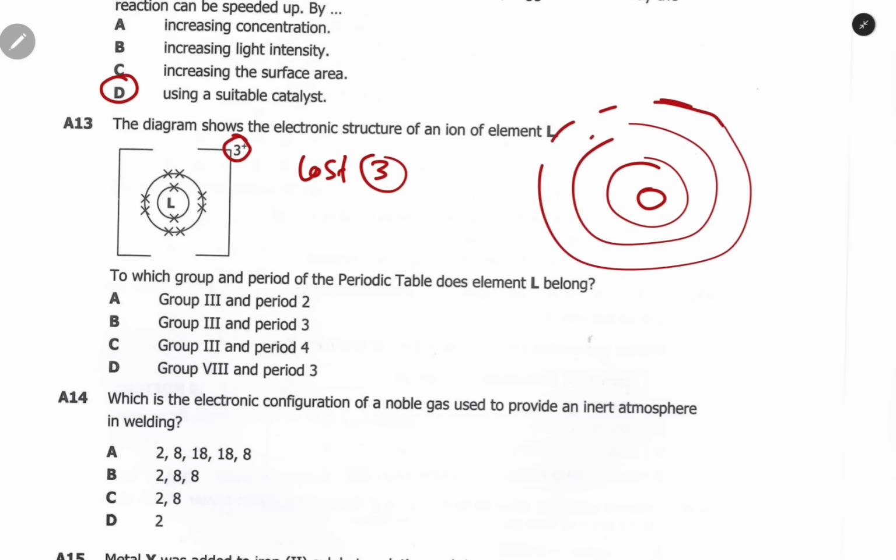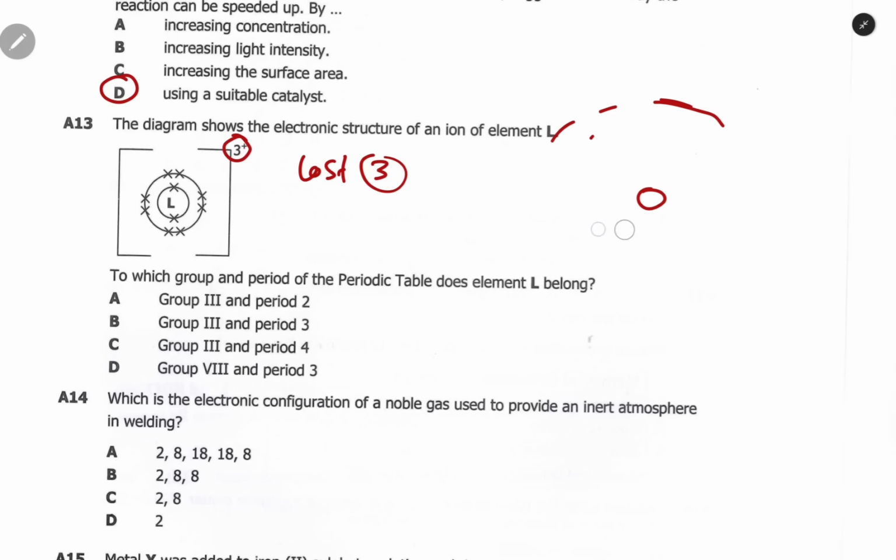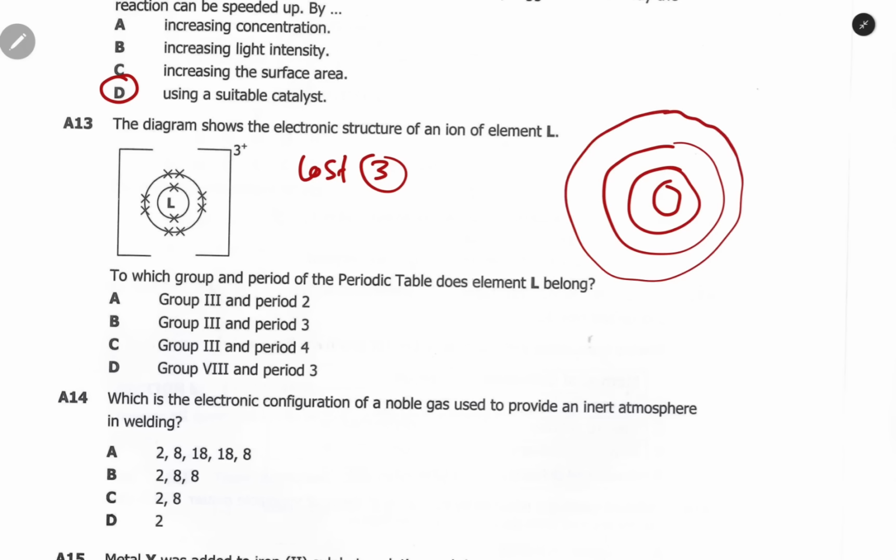Then they are asking which group and period of the periodic table does this element belong? You need to know that elements are put in groups depending on the number of electrons in the outside shell, called valence electrons. If this one lost 3 electrons as an ion, it also lost 1 shell. So before it lost 3 electrons, it had 3 shells. So this one belonged to period 3. So you're going for those that have period 3. So automatically this is wrong, this is wrong. Then what about the group number?